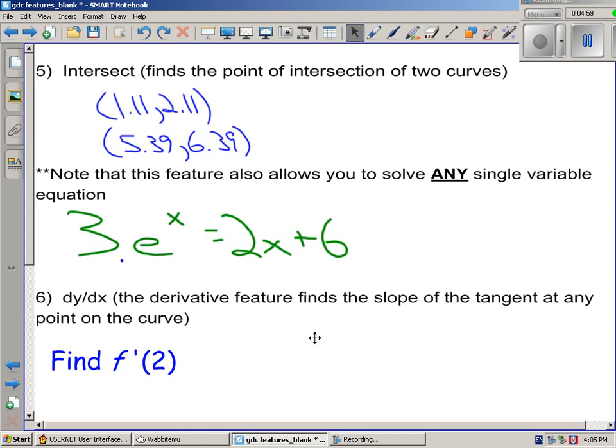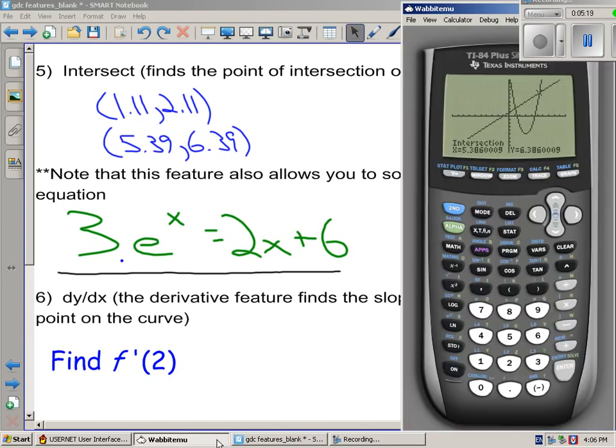This intersect function is probably one of the most powerful ideas for your paper 2. Whenever you have an equation to solve, you can always solve it graphically. So if we look at right here, we have 3e to the x equals 2x plus 6. That's going to be a miserable equation to solve analytically. But if we go to our calculator, all I need to do is put in for y1 one side of that equation. So I'll turn off my other functions.